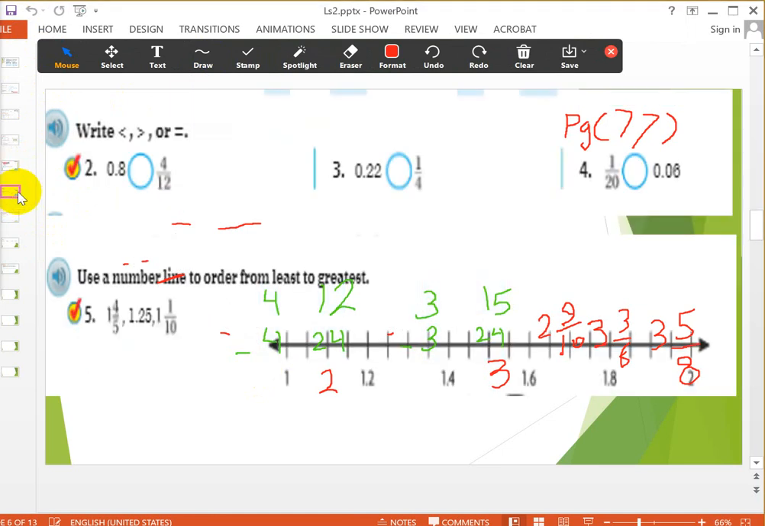Okay. Now, in exercise number 2, I want to compare between 0.8 and 4 over 12. What I have to do here? I have to make one of those numbers like the other. That means I have to make both numbers decimals or both numbers fractions. So this is a decimal number and this is a fraction number. So what I have to do here?